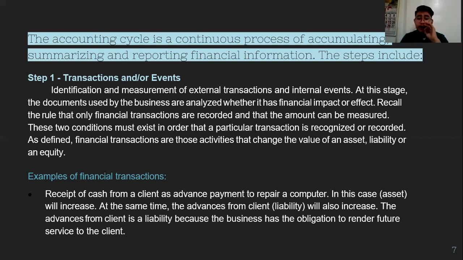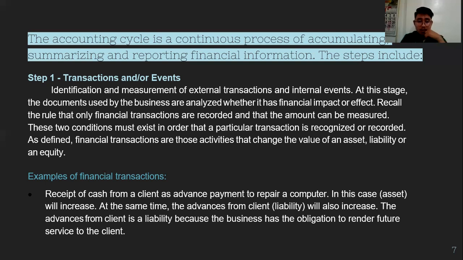Example of a financial transaction: receipt of cash from a client as advance payment to repair a computer. This is an example of a transaction in a business. In this case, the asset will increase. Why? Because our asset, which is cash, increased, since the client gave payment for the service that the business rendered to the customer.